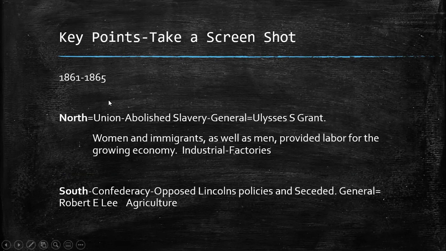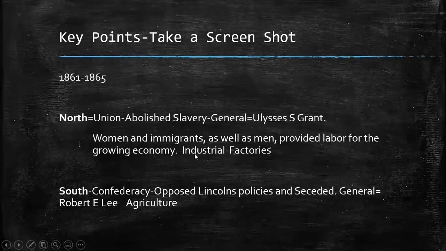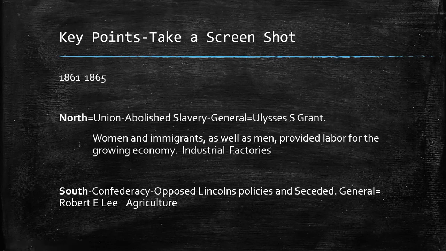So we have the North. So these are the key phrases. So Union, abolish slavery. General was Ulysses S. Grant. Women and immigrants as well as men provided labor for the growing economy. Industrial. So in the North, here's something about America you need to know, and we're just talking about North America, right? Just us, our continent, the United States. So we're past all the continents. Now we're just talking about us.